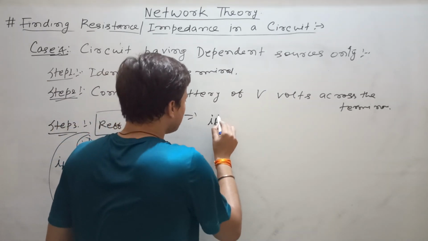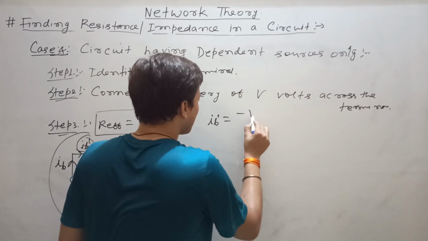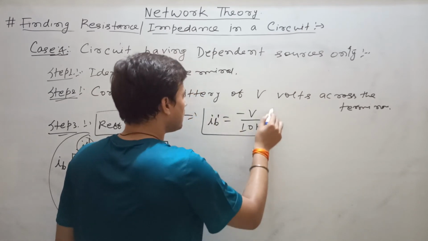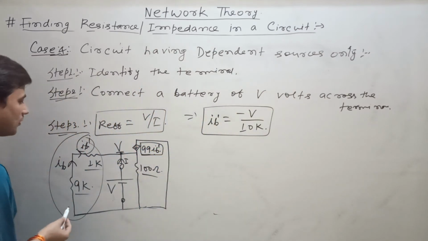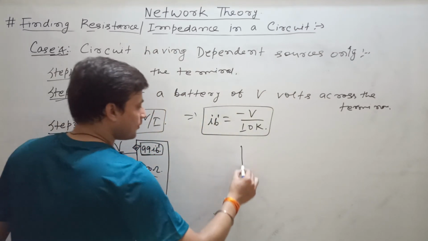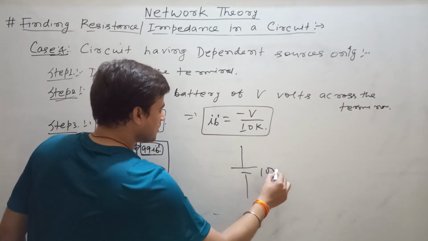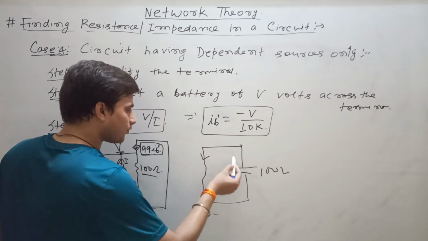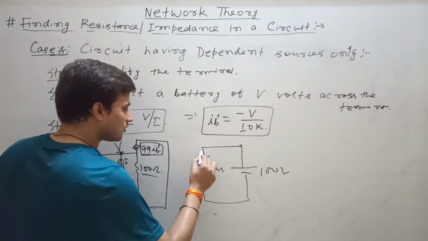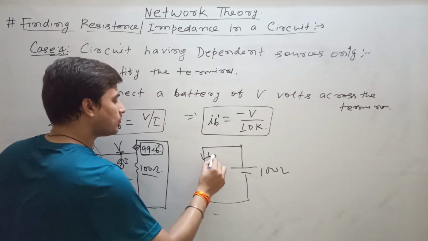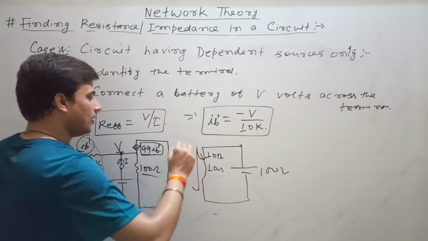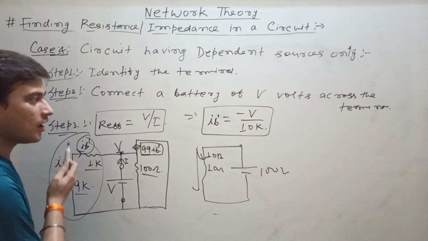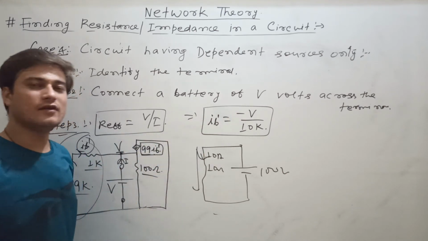Here IB dash will be equal to minus V divided by 10K. Now your question will be, why are you writing minus? This is because if you have a voltage source connected like this, 100 volt, and a resistance here, suppose this is 10 ohm, then 10 ampere of positive current will flow from top to bottom. Here the direction of current is given upward. So if the direction of current is given upward, you will have to take it negative.